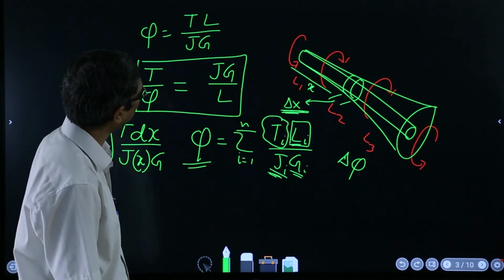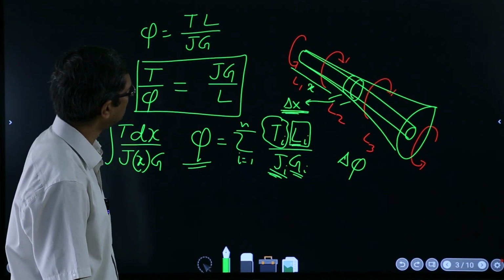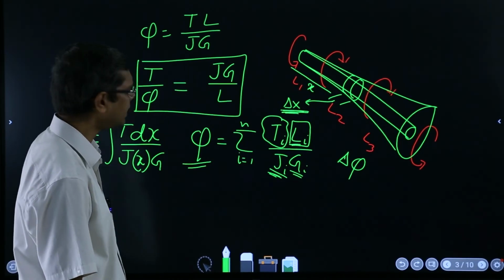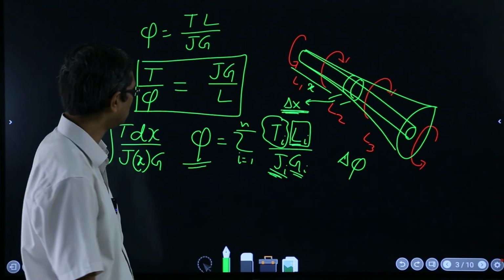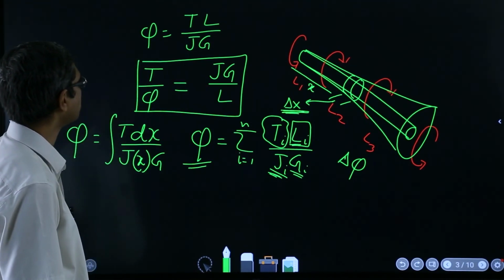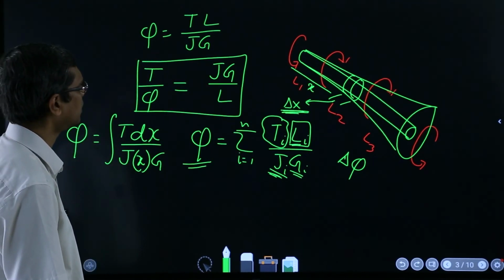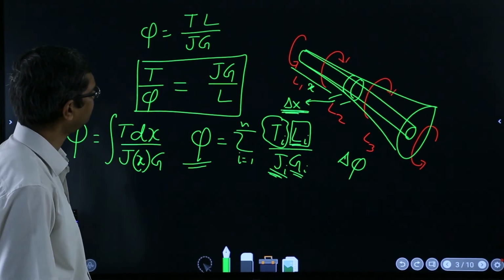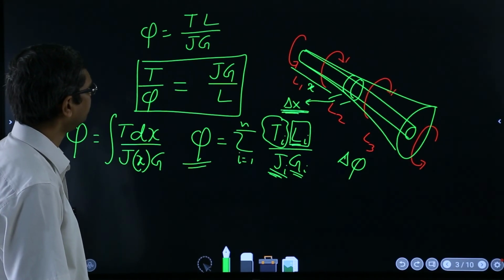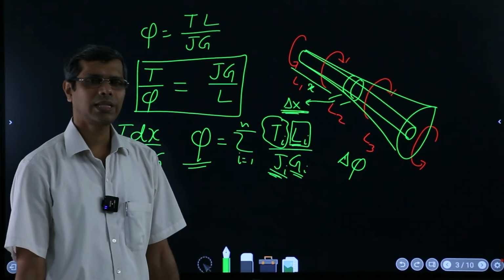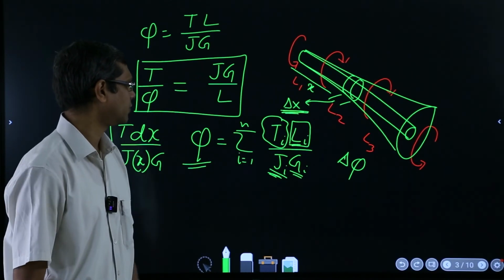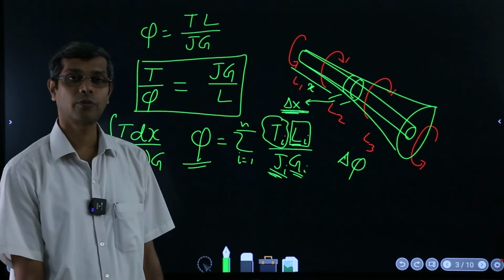Yeah, so that's one thing. Anything else? Yeah, I think that's pretty much it. Do I miss something? Yeah, so that's about the angle of twist which you can use to solve many problems.